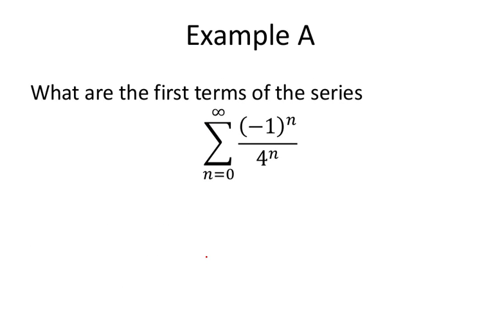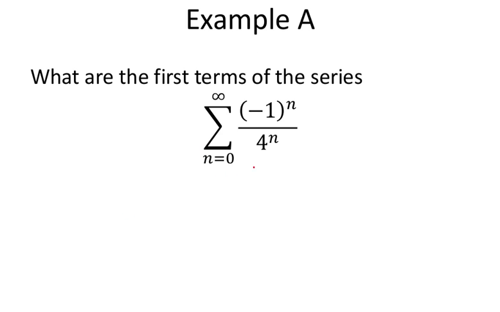So let's take a look at our first example. What are the first terms of this series? This is basically just substituting in the numbers. This one starts at n equals 0, and we substitute it in for n. So this is not a geometric series. This is just a regular series.